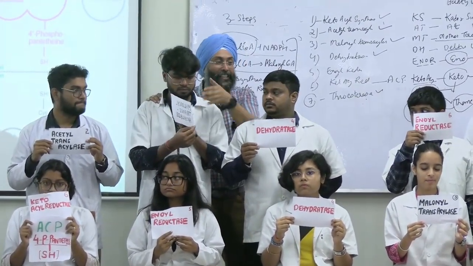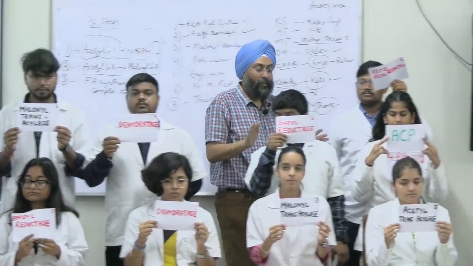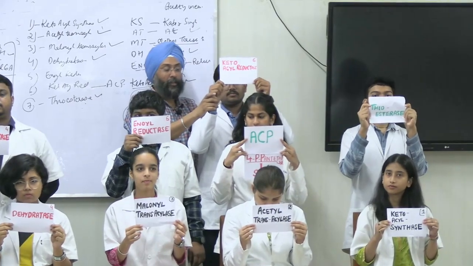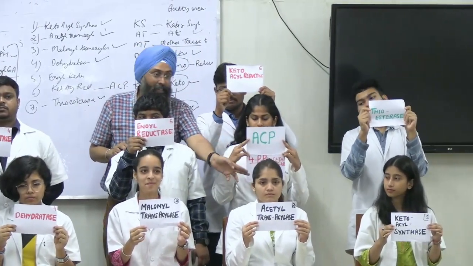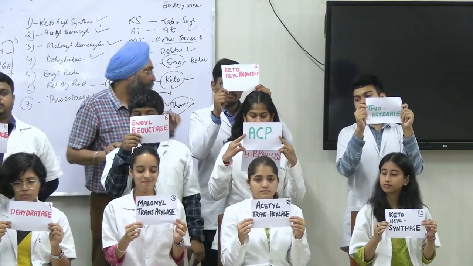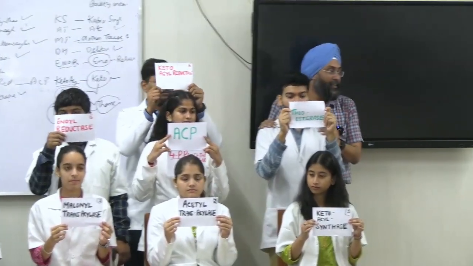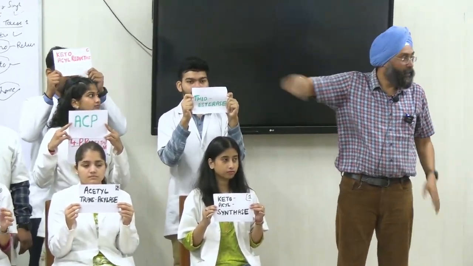Tell me the name, speak. Malonate transacylase, dehydratase, enol reductase, and this is our ketosyl reductase. And this was caught by ACP, then 4-phosphopantetheine, and the last enzyme is our thioesterase, right? Now the second chain of the dimer is in an antagonistic way.